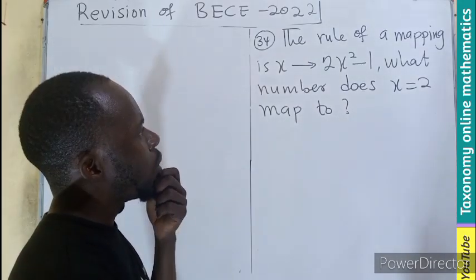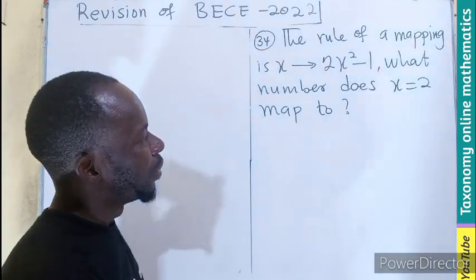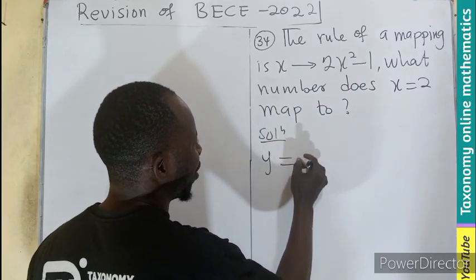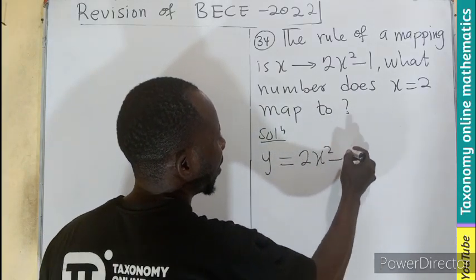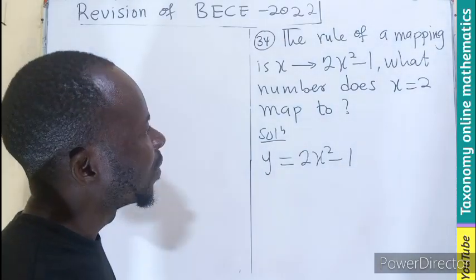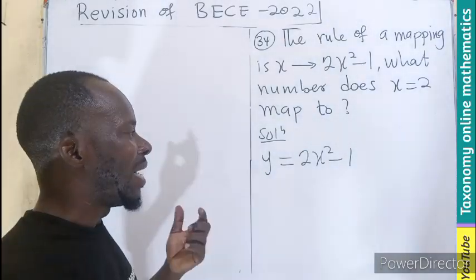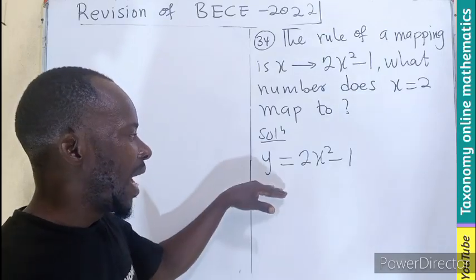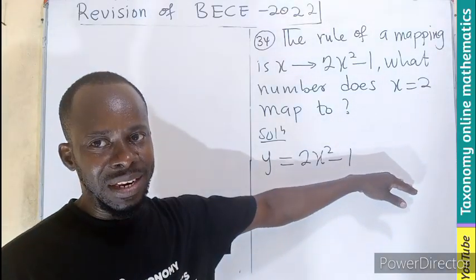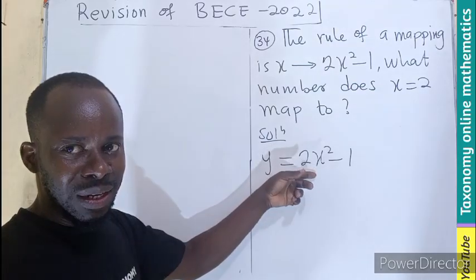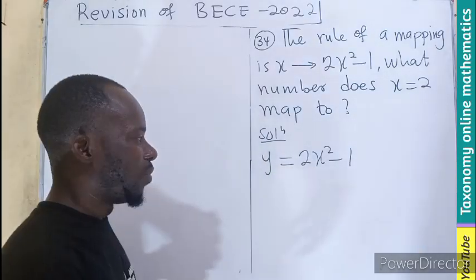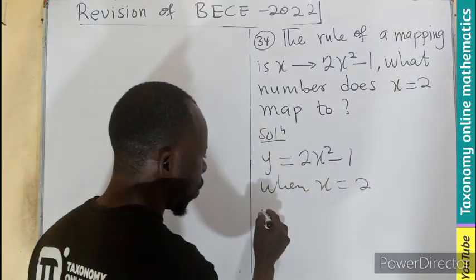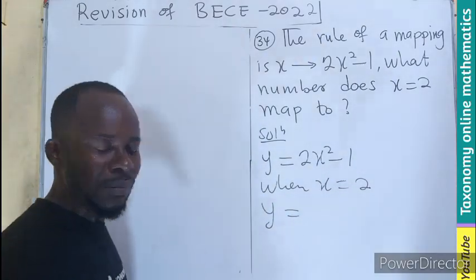Question 34. The rule of a mapping is given as this. So we can just say the rule of that mapping is y equals 2x squared minus 1. That's the rule, right? What number does x equals 2 map to? You know, the x values are the domain. The domain goes into the machine to produce the codomain. So it means that here, when x equals 2, what value will y be giving us?